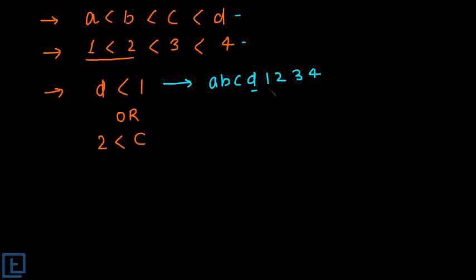D is being performed before 1. Okay, so this is one arrangement. Now this is a little bit complicated, we have to understand it carefully. So when 2 is less than C, now let's assume a situation where we first of all presume that this constraint is not there.